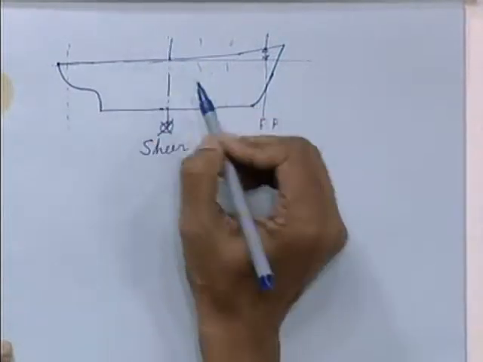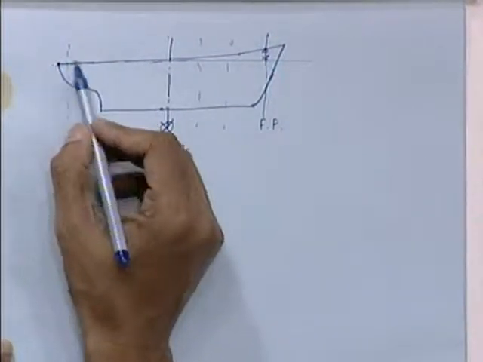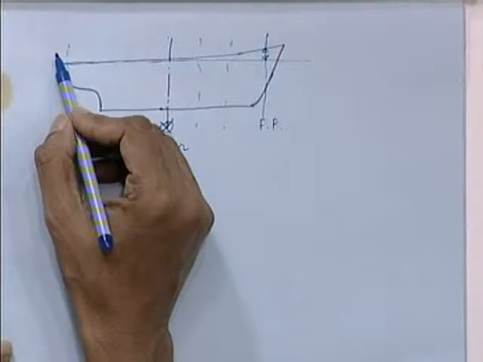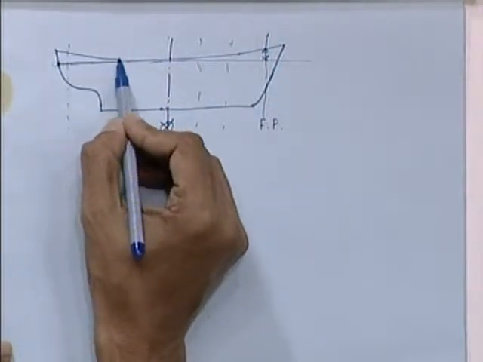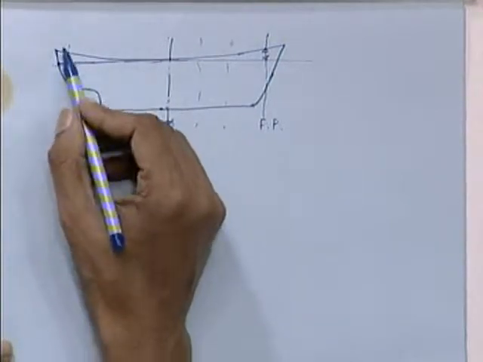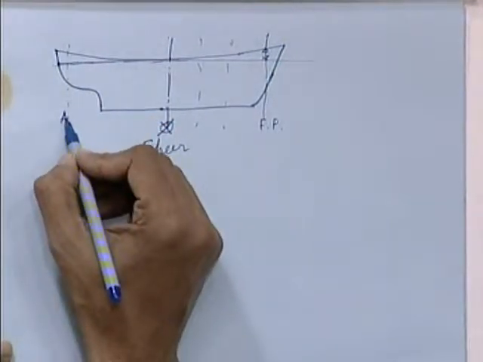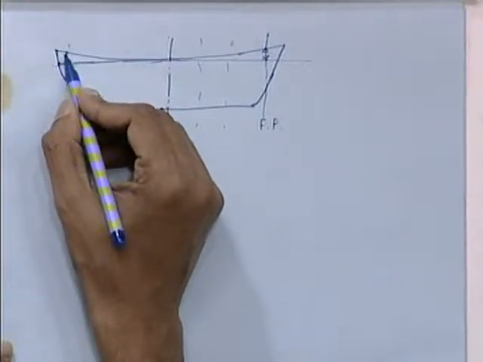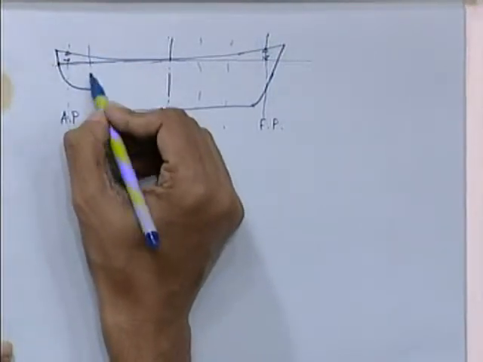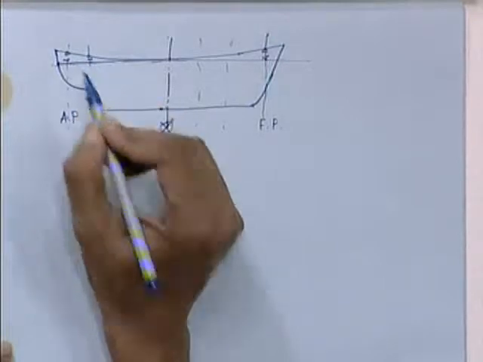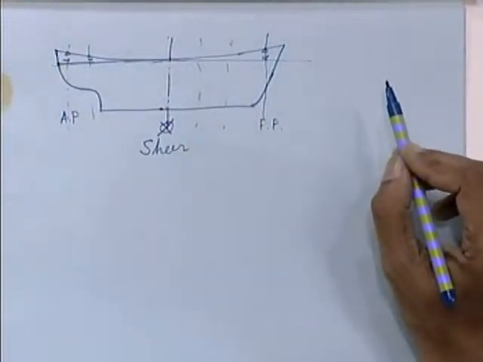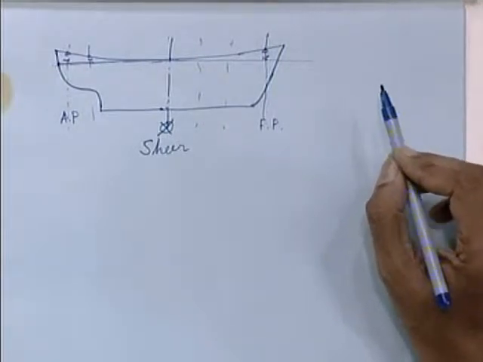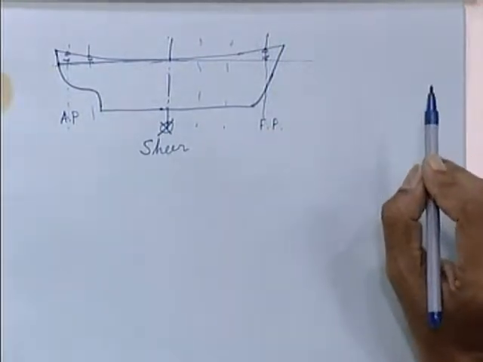Now what is the shear at midship? Shear at midship is 0. But if I extend this deck like this, you can see that even at the after perpendicular I am having a shear. In this station also there will be shear. So in olden ships or old ships you will find the deck is having shear both at the forward end and also the aft end. But nowadays actually they have done away with this shear.